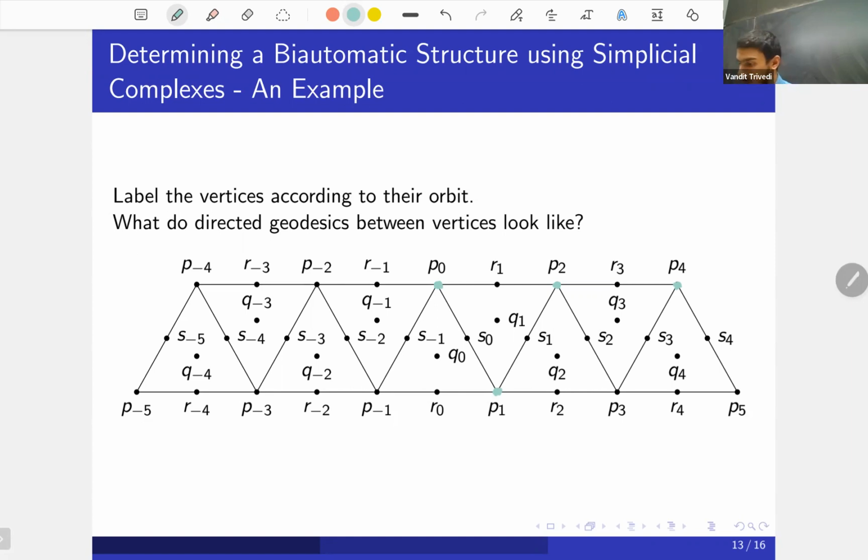Where it gets a bit more interesting is if I want to go further out as well as down to the bottom. Let's say I want to get to P3. What would my sequence of simplices look like? In this case, the sequence of simplices is P0, this edge, P1, P2, and then the vertex P3. And what this does is it induces a path where I take all the edges in the subdivision that lie within that sequence of simplices, and that becomes my directed geodesic from P0 to P3.